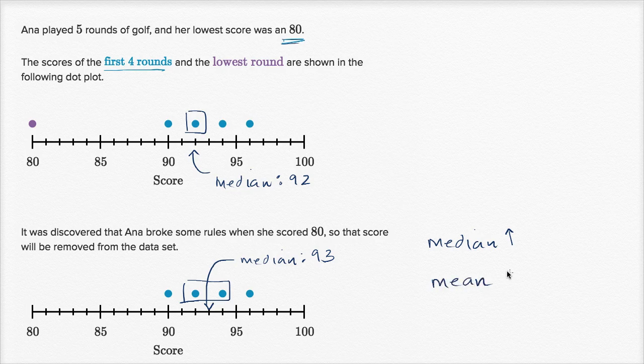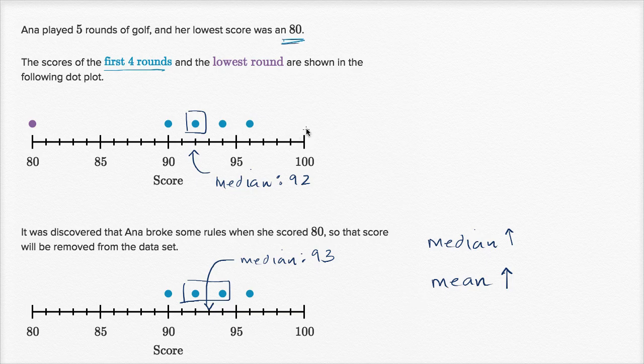What's going to happen to the mean? Well, one way to think about it, without even doing any calculations, is if you remove a number that is lower than the existing mean, and I haven't calculated what the existing mean is, the mean is going to go up. So hopefully that gives you some intuition.